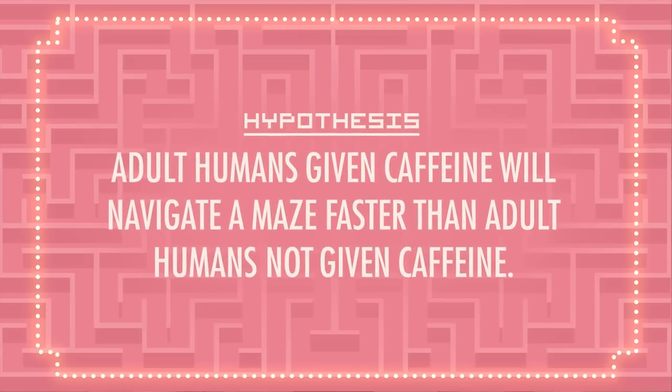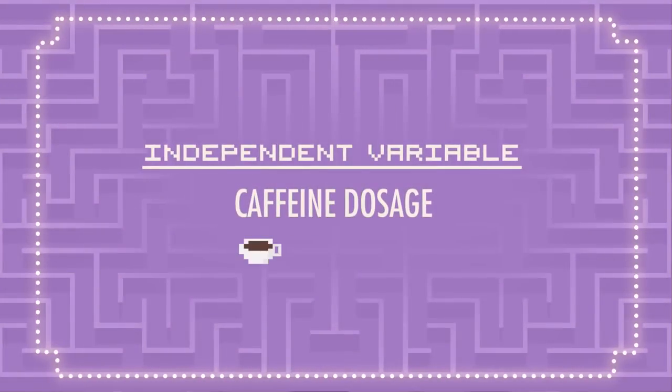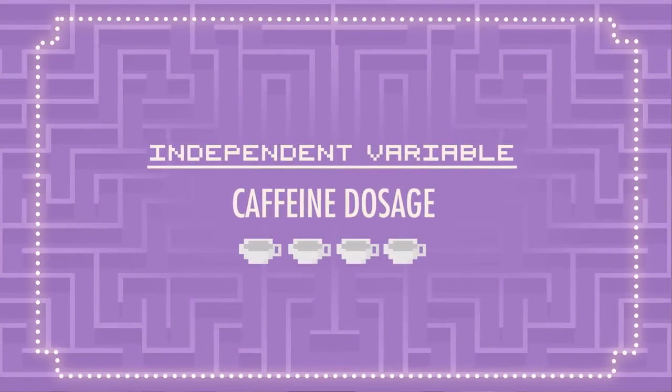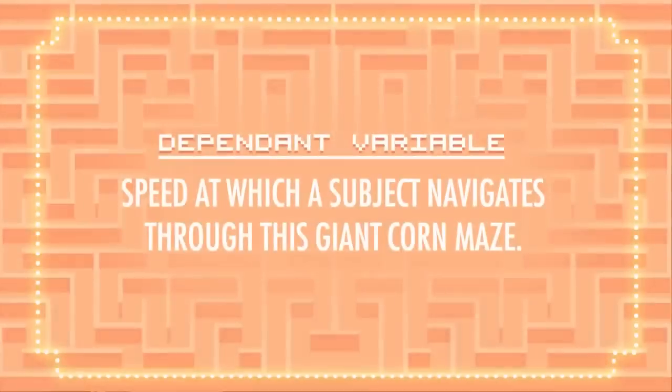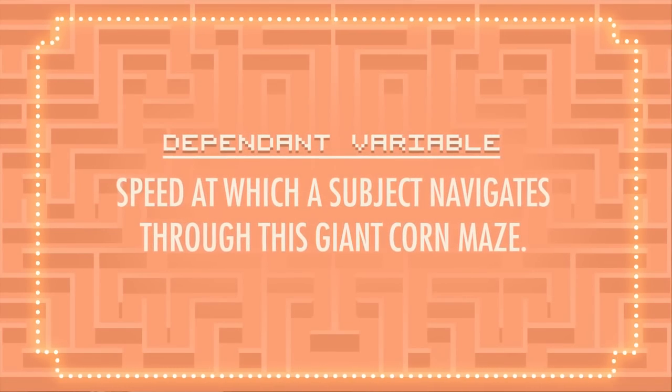The caffeine dosage is your independent variable, the thing that you can change. So, you'll need some coffee. Your result, or dependent variable, the thing that depends on the thing that you can change, is going to be the speed at which the subject navigates this giant corn maze. Go out on the street, wrangle up a bunch of different kinds of people, and randomly assign them into 3 different groups. Also, at this point, the American Psychological Association suggests that you acquire everyone's informed consent to participate. You don't want to force anyone to be in your experiment, no matter how cool you think it is.